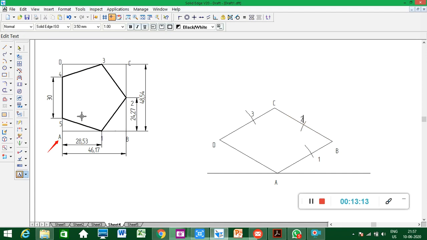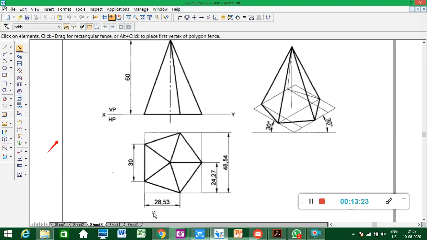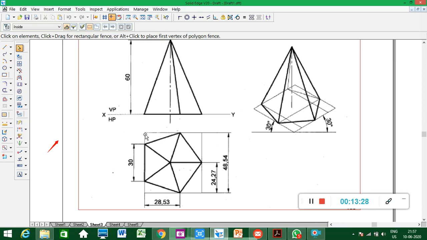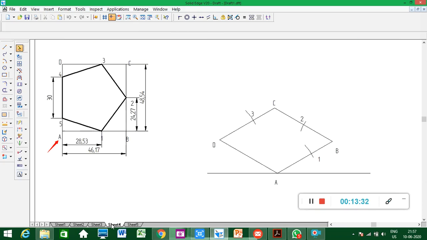Where are 5 and 4? 5 and 4 remain now. See here, 5 and 4 remained means what? This is 30 mm. So I can measure here. See, he has shown 30 mm. He has not measured from here to here. Why? Because he has taken the midpoint of this and measured 15 on this side and 15 on this side. So you can do it any way.